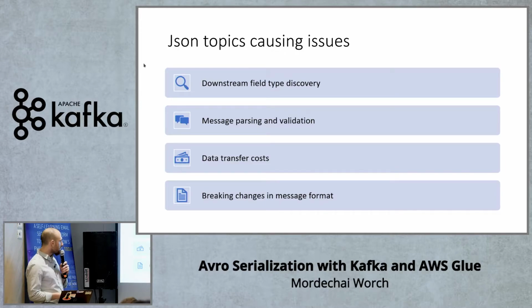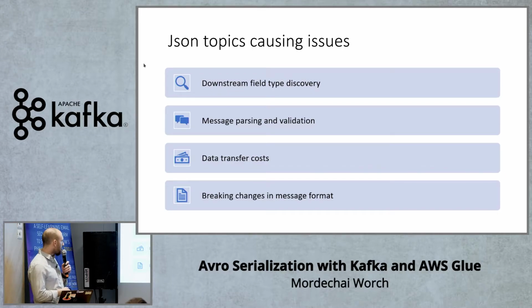So when designing the system, we noticed that we were having some trouble with reading and writing data to Kafka topics using JSON format. First of all, the downstream field type discovery. For example, let's say we were writing some messages with nullable fields, some with integers, some with big integers. Then we were writing multiple files to S3. Some files had null fields or null types, some had int types, some had date types. Then we're trying to merge them downstream and coming with some issues.